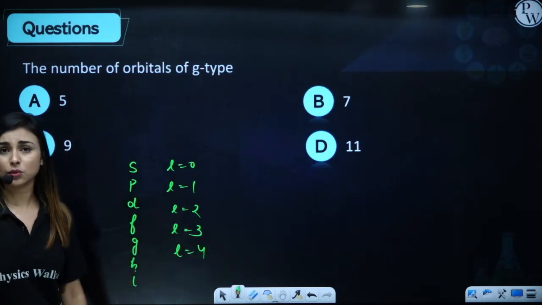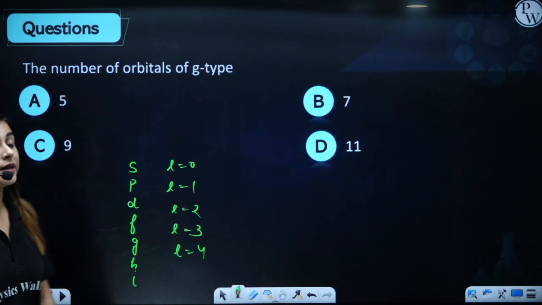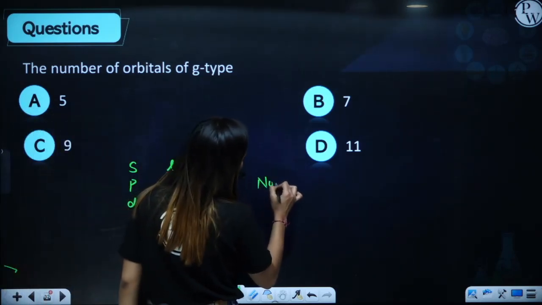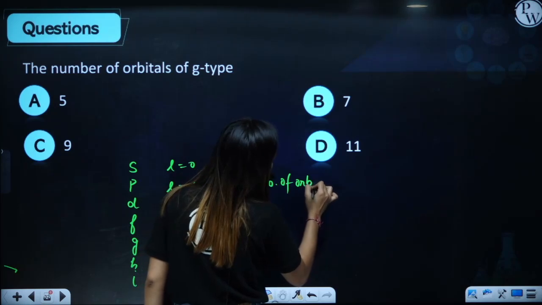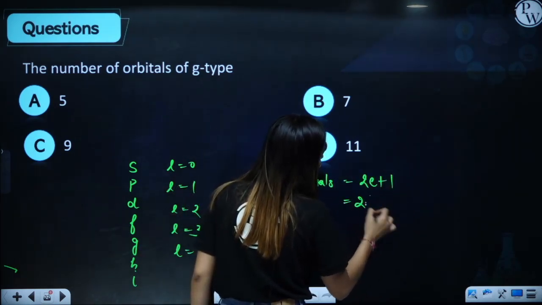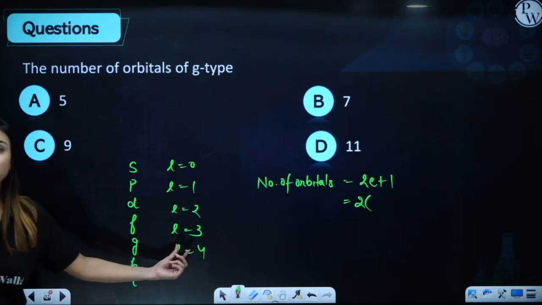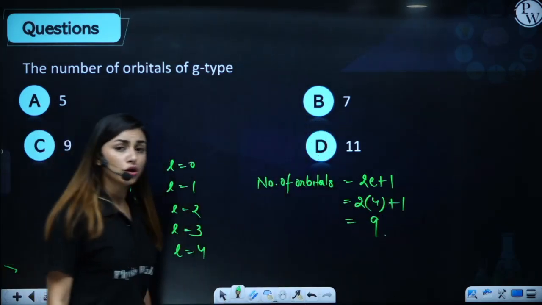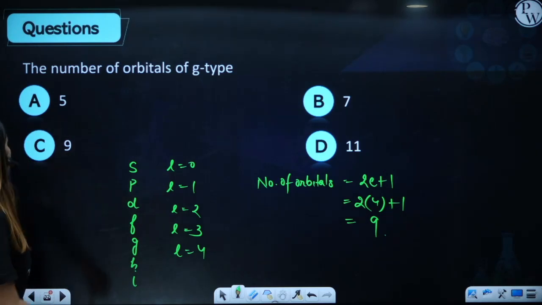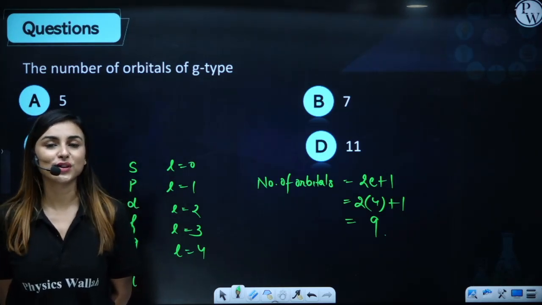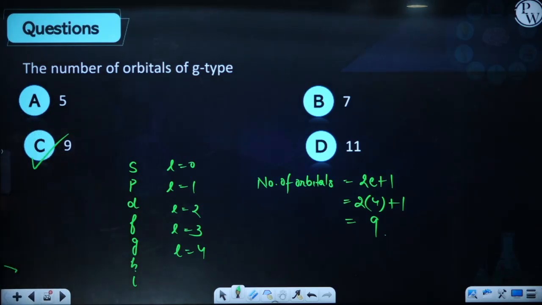So, if you have L is equal to 4, then how many orbitals can be present? Number of orbitals in a subshell is given by the formula 2L plus 1. L value for G is 4. So, 2 into 4 plus 1, which is equal to 9. So, your correct answer would be 9, that is option C. This is how you are going to solve these questions. Okay, perfect. Let's move forward.